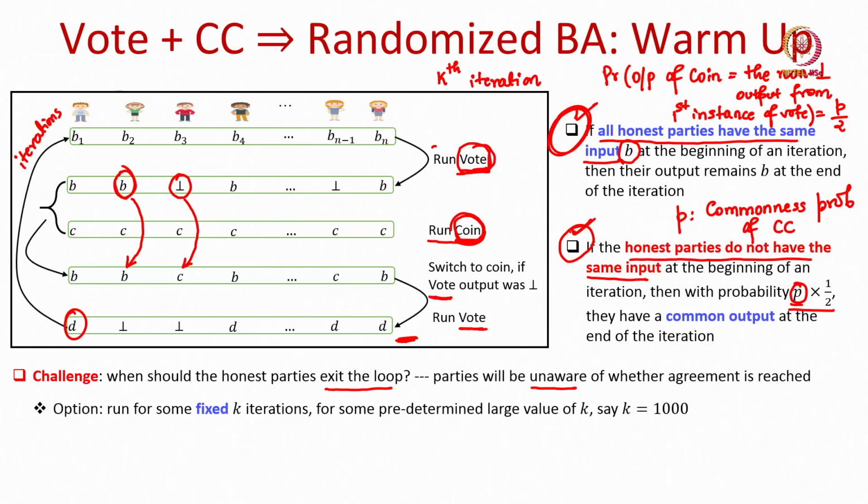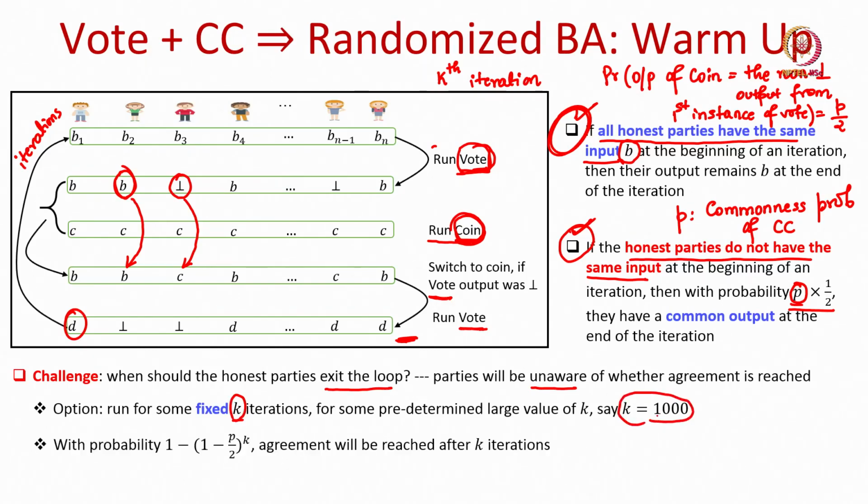So, one option to deal with this challenge is that irrespective of when exactly agreement is achieved, run this framework for k number of iterations, where k is some parameter, and we can set k to be a large value, say 1000, and with probability 1 minus (p over 2) raised to power k, agreement will be reached after k iterations.